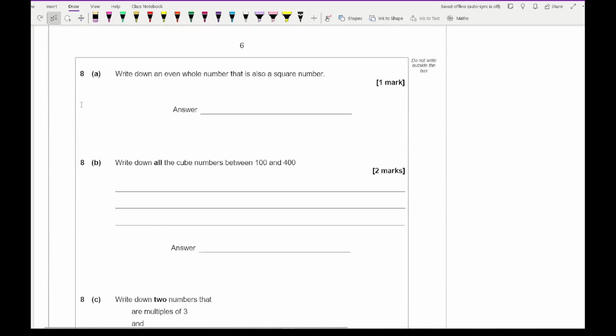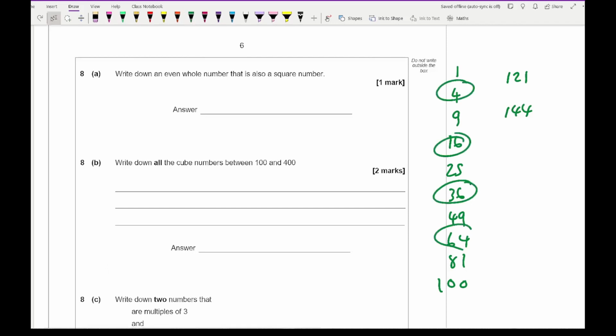Moving on to question 8a, it says write down an even whole number that is a square number. Now there's a couple of options you can have here. With the calculator, the common basic ones we've got are 1, 4, 9, 16, 25, 36, 49, 64, 81, 100, and we've got 121, 144. Basically any even number squared will give you a valid answer. So there is literally an infinite number of possibilities you can give for this. Any of those circled ones, let's just go for 4.